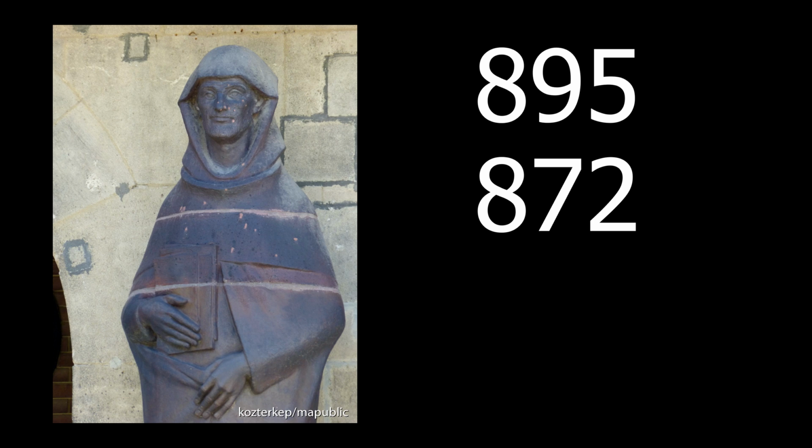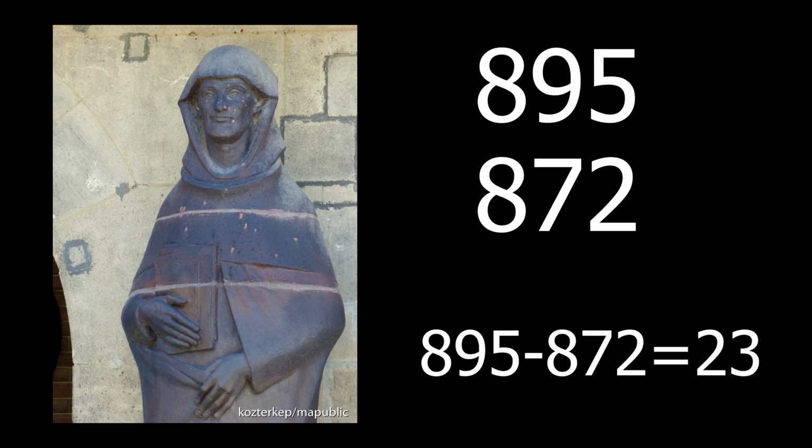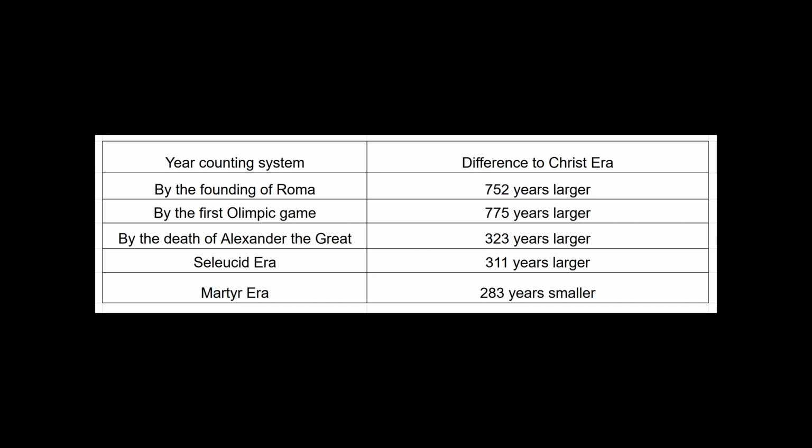895. The difference between these two dates is exactly 23 years, which is exactly the same as the difference between the ancient Greek era, which counts the years from the first Olympic Games, and the ancient Roman era, which counts the years from the foundation of Rome.